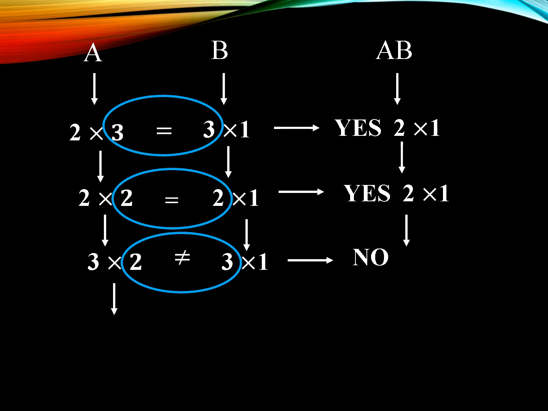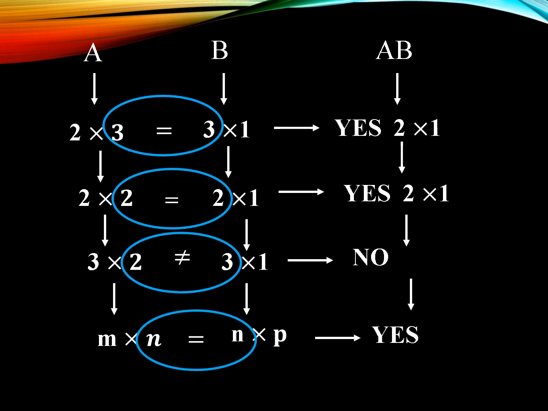So from this we can deduce that if A is a matrix with order m into n and B is a matrix with order n into p, then the columns of A equal the rows of B, that is n is equal to n, hence AB exists and the order of AB will be m into p. This is how we can understand whether AB exists or not and what is the order of the resultant product.